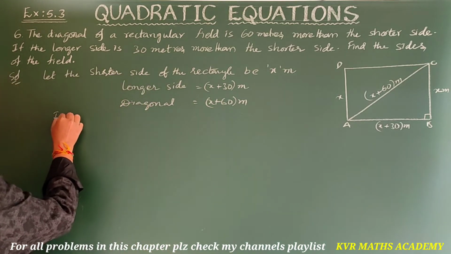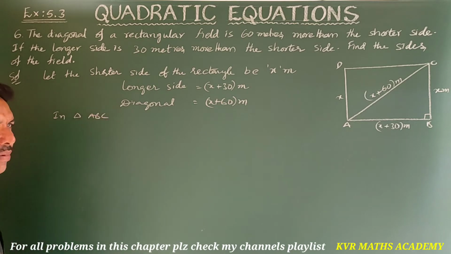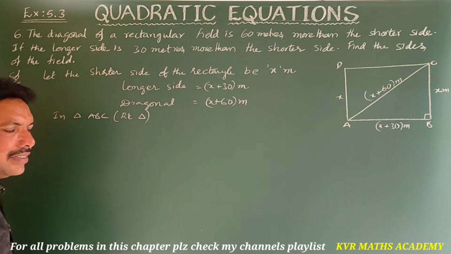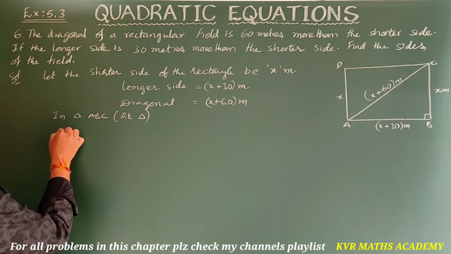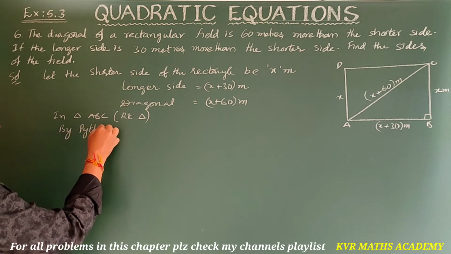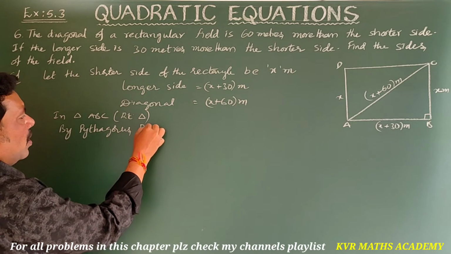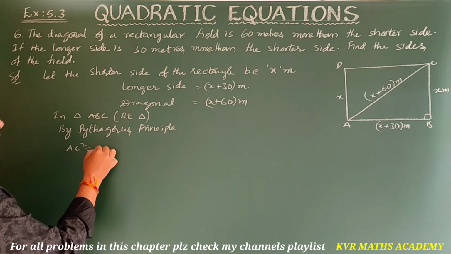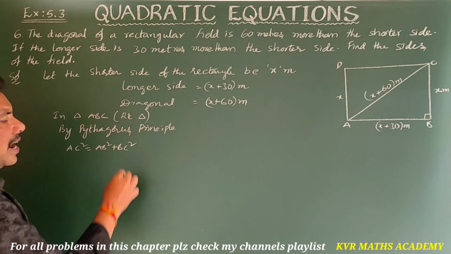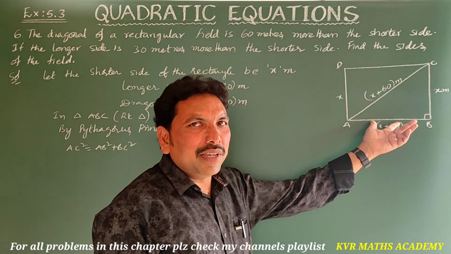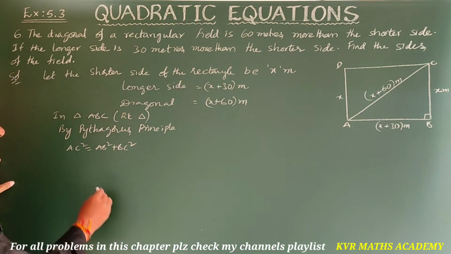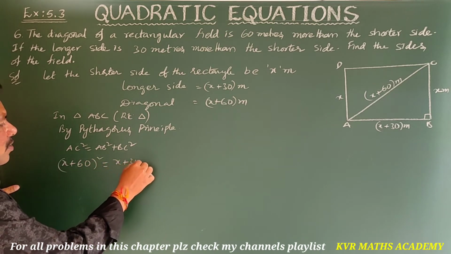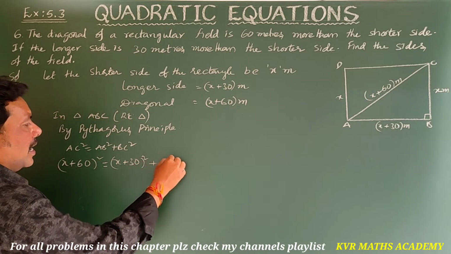See, in triangle ABC, which means right triangle, by Pythagoras theorem, AC square is equal to AB square plus BC square, right? So, by the diagram I am doing, right? Here AC square means AC is x plus 60 whole square is equal to AB means x plus 30 whole square plus BC x square.